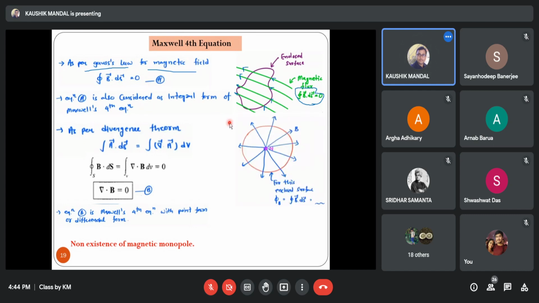Suppose we are forcefully considering that there is a magnetic monopole, that is, the north pole N is located at this point. Monopole means a single pole. Now, encircling this monopole, the single north pole, we consider a closed surface by this red line. Now you draw the magnetic field lines. They leave from this north pole, so we can draw them in all directions equally.